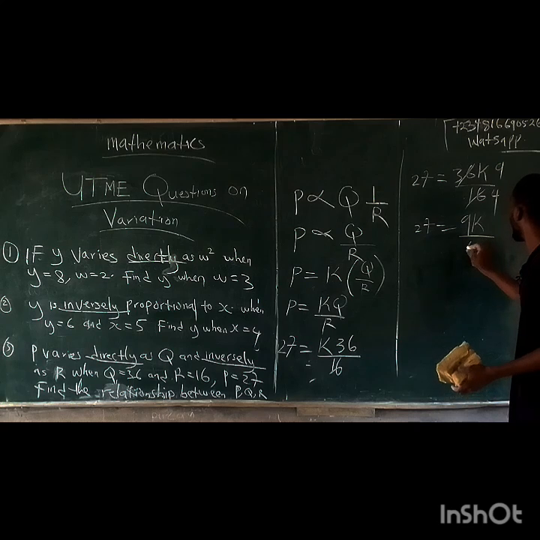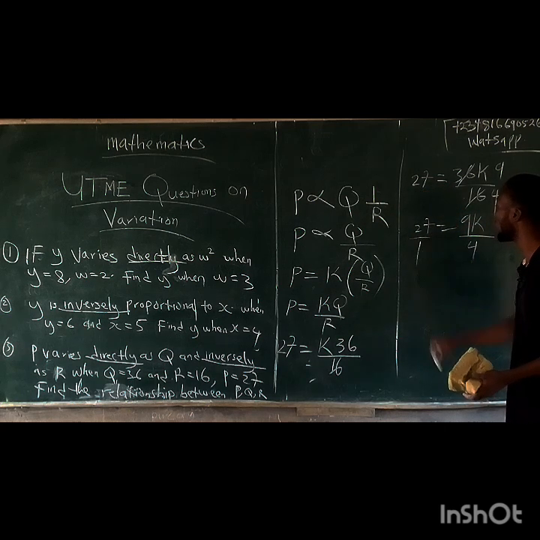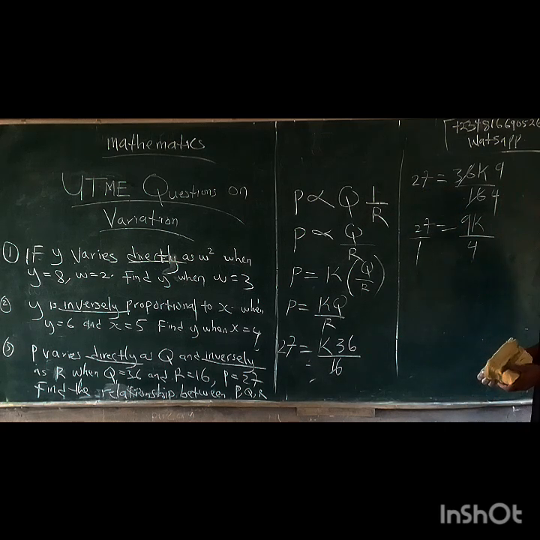9K over 4. Please take note. When you see a whole number like this, you need to convert it to a fraction, so 27 becomes 27 over 1, because 27 over 1 will still give you 27. Now, 9K over 4, here we have 27 over 1. I hope you understand how we got the 9. I divide both the numerator and denominator by 4, because 4 can divide this, and 4 can divide this.